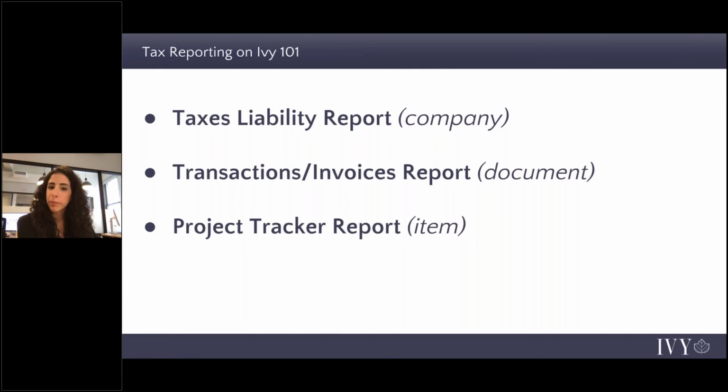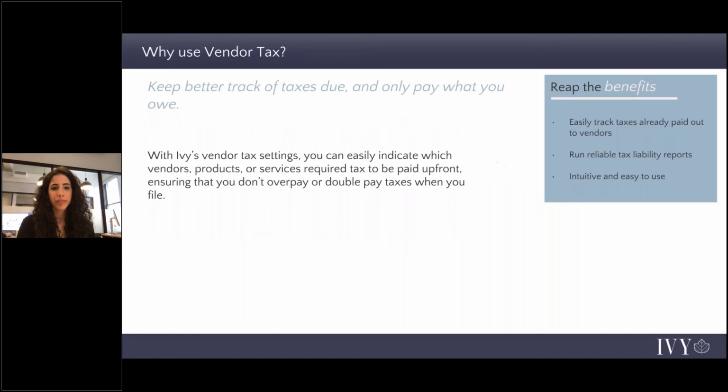There are 3 different types of tax reports that you could pull on IB, and we kind of saw the big picture view, and then we saw post-vendor tax view. We saw the taxes liability report on the company level will indicate total tax numbers, taxable items, and then taxable value of items, and then the tax that is owed. Invoices report, document level. Project tracker, item level. It's kind of like an upside down triangle where you have the most broad to the most granular.